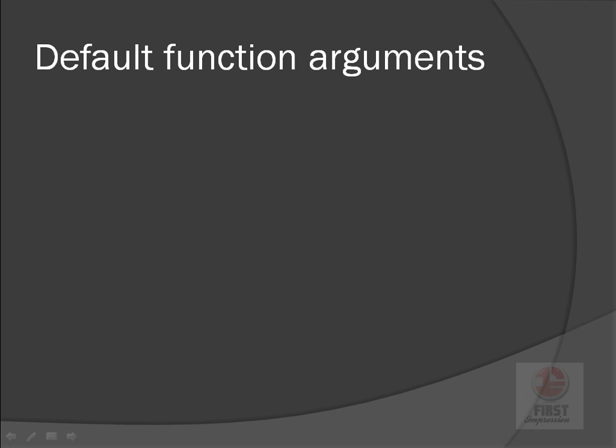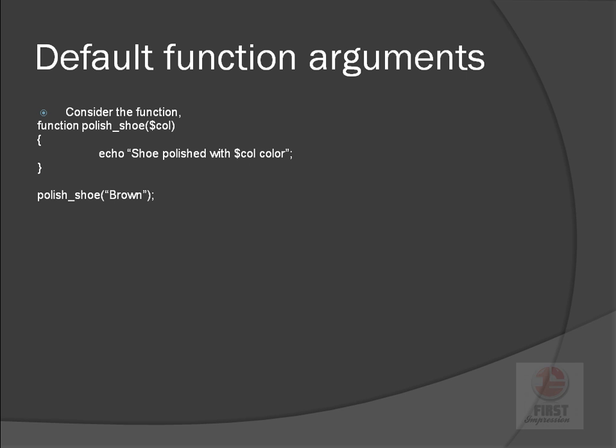Once we are done with the sum and average, let's move our attention towards default function arguments. Let's consider the function polish shoe $color. This function will give the output shoe polished with $color color. So this $color indicates the color that you want at the output. If I call the function by saying polish shoe brown, it will output shoe polished with brown color.